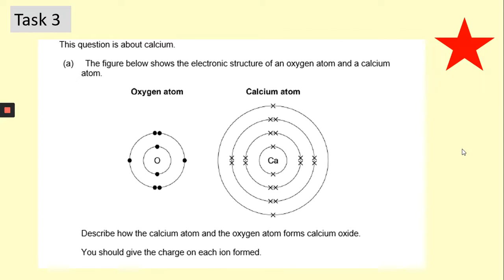Task 3. This question is about calcium. The figure below shows the electronic structure of an oxygen atom and a calcium atom. Describe how the calcium atom and the oxygen atom form calcium oxide. You should give the charge on each ion formed. So you need to do exactly the same. Describe how the oxygen atom and the calcium atom become ions. Where have the electrons transferred from? Where have they transferred to? And then give the charge of each ion.